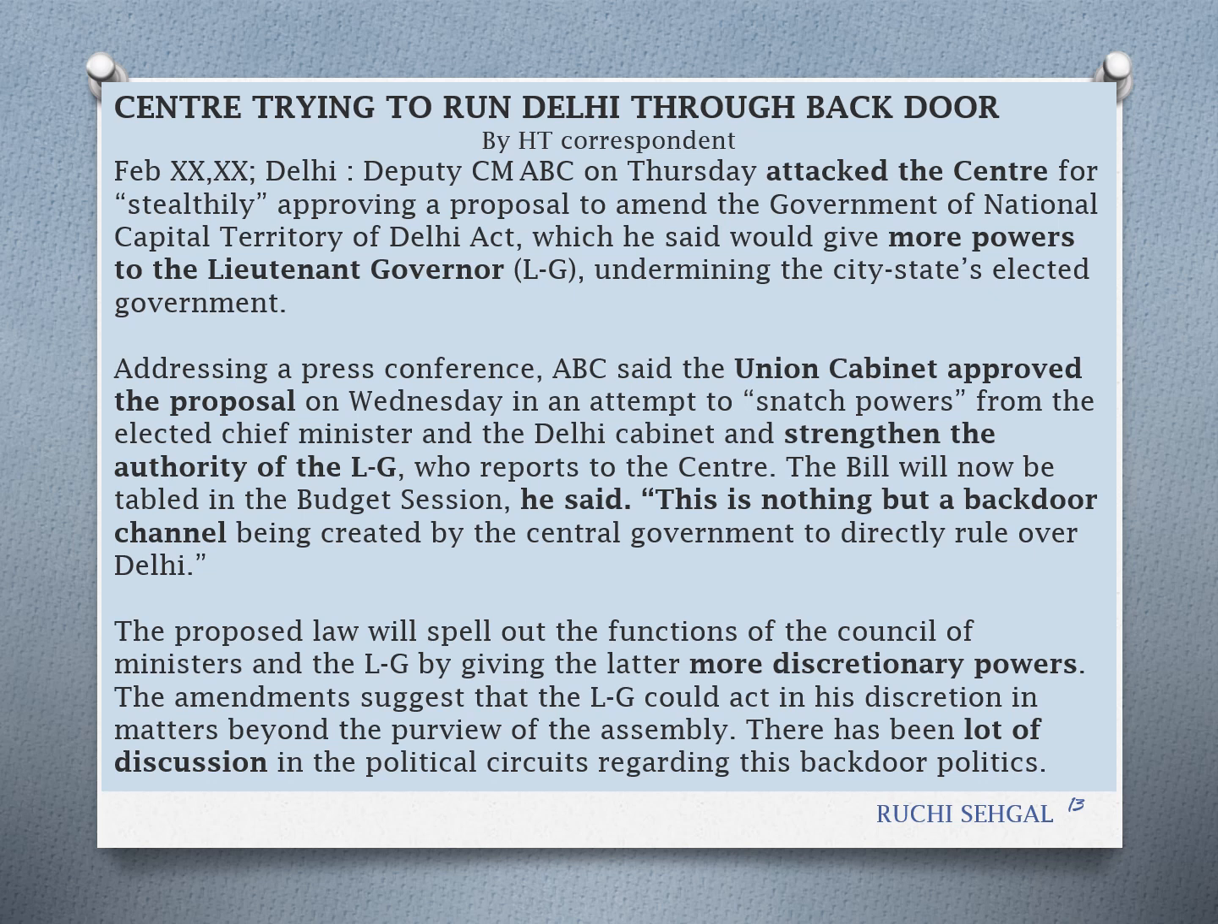And here, as you can see, there is one first person in direct speech. So the bill will now be tabled in the budget session. He said, whoever has said that, ABC said that, and it has been written in inverted commas so that the person knows that this is directly being said by this person.